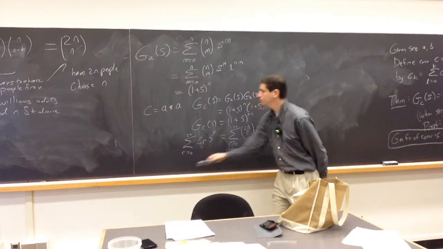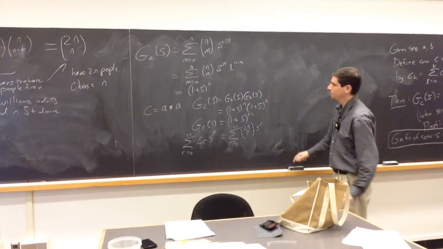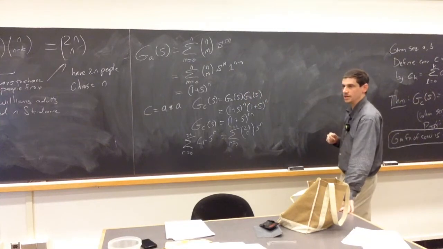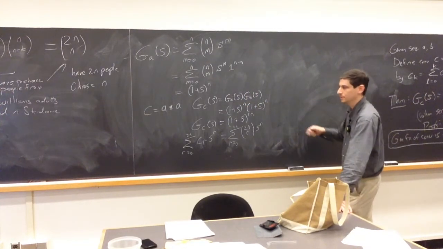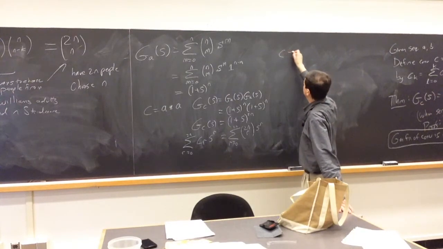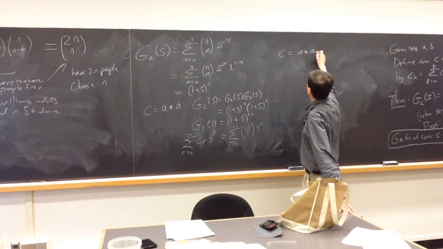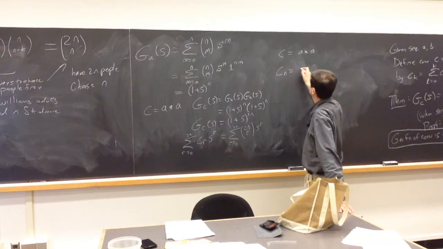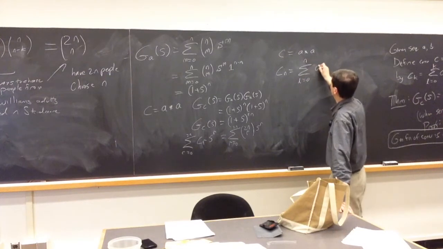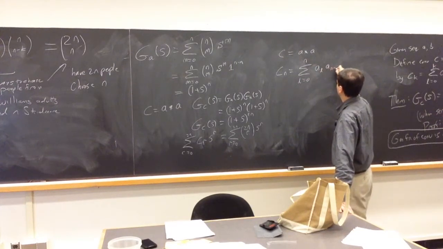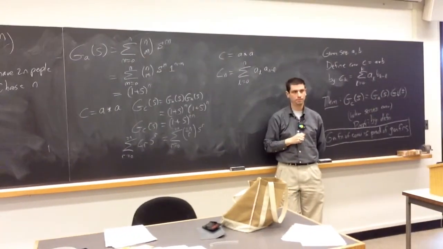Okay, why is this useful? Well, we know that C is A star A. How do we do a convolution? We know C is A star A, so Cn is going to be the sum, L goes from 0 to n, of AL, AN minus L. That's the definition of the convolution.